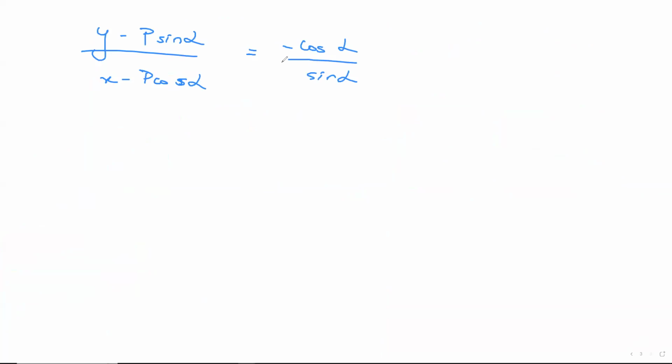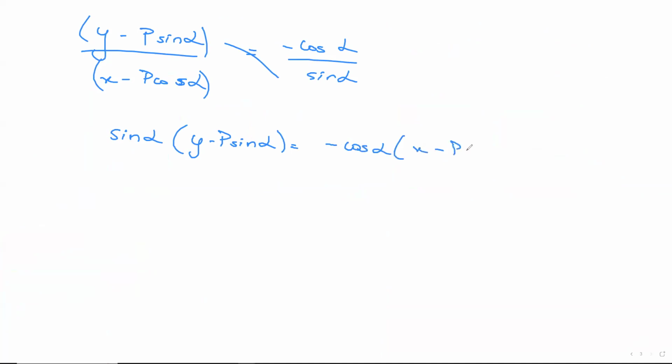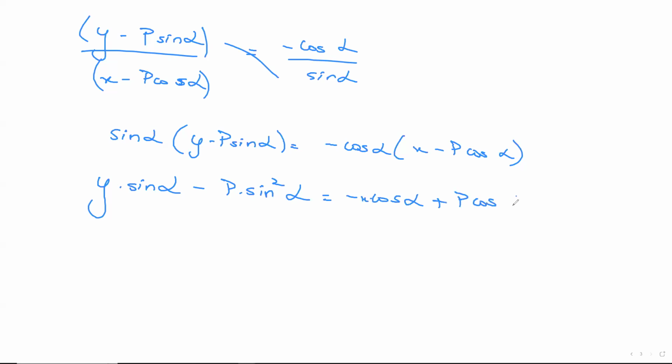Now once we equate it, all I'm supposed to do is regular math. Regular math meaning crisscross. I'll use brackets right now to make it simpler. So it becomes sin alpha into (y minus p sin alpha) is equal to minus of cos alpha into (x minus p cos alpha). So multiply sin alpha throughout: y sin alpha minus p sin square alpha. Careful, sin into sin, is equal to minus of x cos alpha. Minus into minus becomes plus p cos alpha.